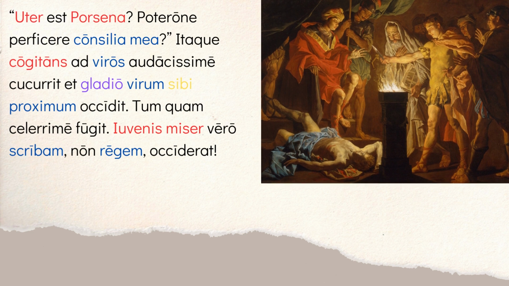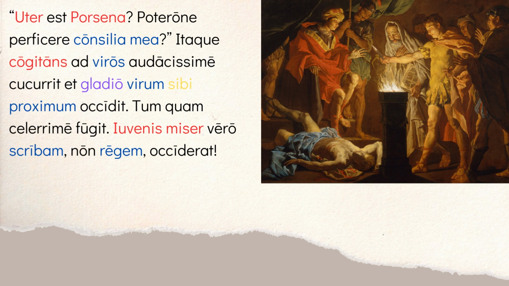He says, "Uter est Porsena?" Right? So uter here means like which one of two is really how you use it. So he's saying which one of these two, est Porsena, is Porsena, right? He doesn't actually know who the king is. And he says, poterone perficere consilia mea, right? So will I be able to, right, to accomplish? So here you have a complementary infinitive. The potero is the future, will I, right, be able. Perficere means to accomplish, consilia mea, my plans. So he says, am I even going to be able to do my plan of killing Lars Porsena, right? He's like, I don't know which one he is, okay?